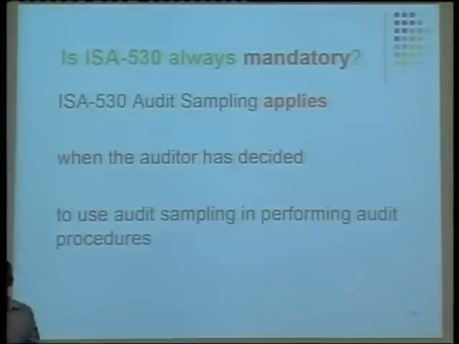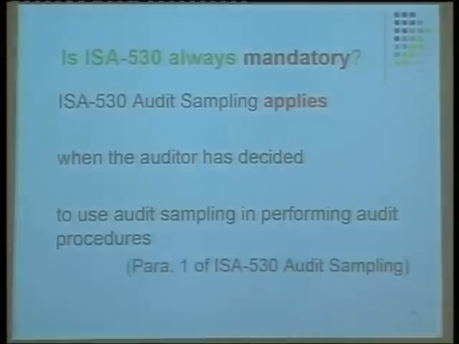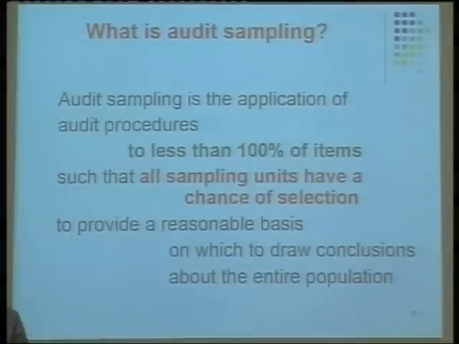Then this answers our question, is ISA 530 always mandatory? As again pointed out by Mr. Riaz also, ISA 530 is only applicable if the auditor decides to use audit sampling for most or some of the assertions. So it only applies when the auditor has decided to use audit sampling. Next. Then what is audit sampling?